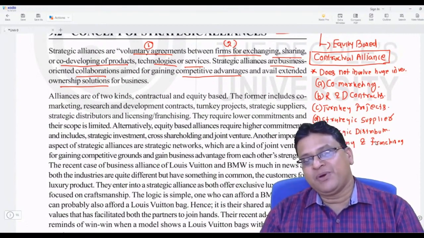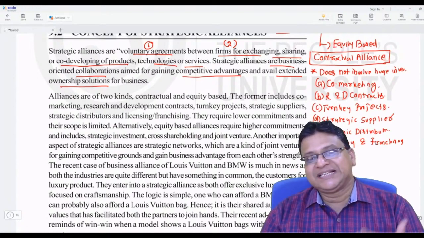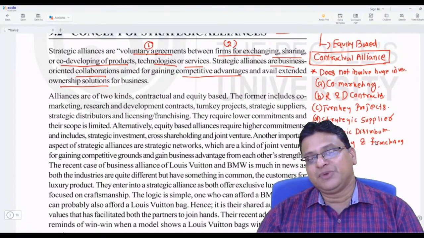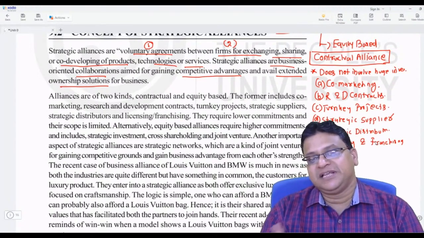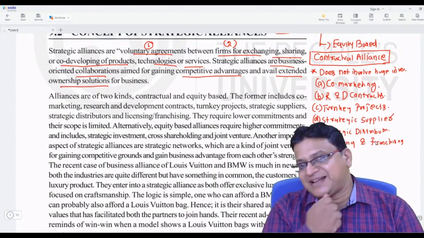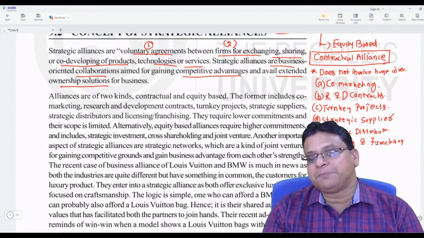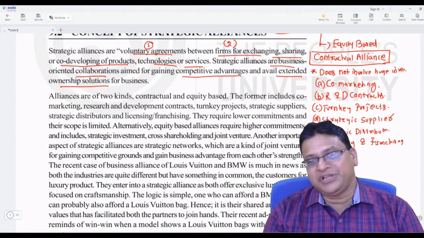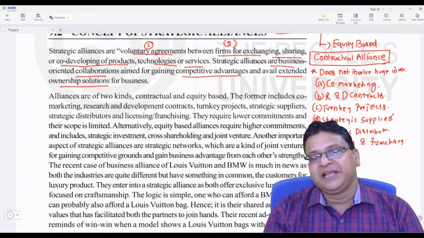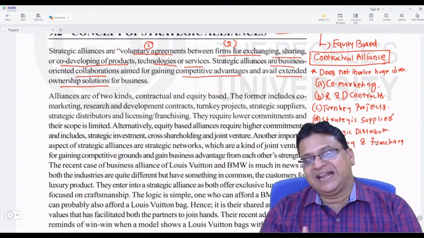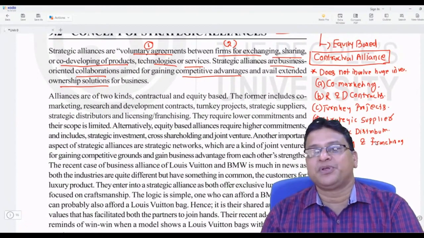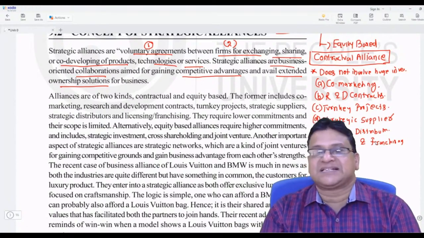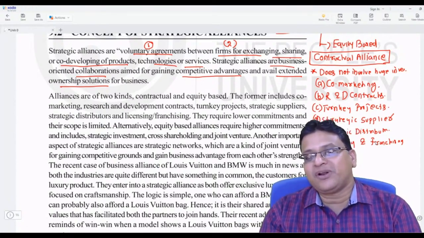In some cases, you hand over the R&D contract, research and development contract, to some other partner. Let's take an example. During COVID time, AstraZeneca, a pharma company, gave the R&D contract to Oxford University for developing the vaccine for corona. So there is an alliance between AstraZeneca and Oxford University. Oxford University will do research and development for AstraZeneca. It's an R&D contract.